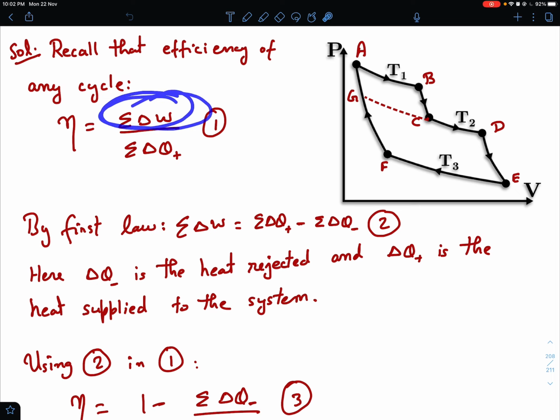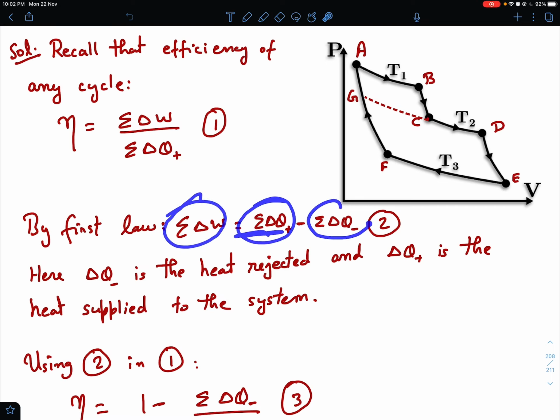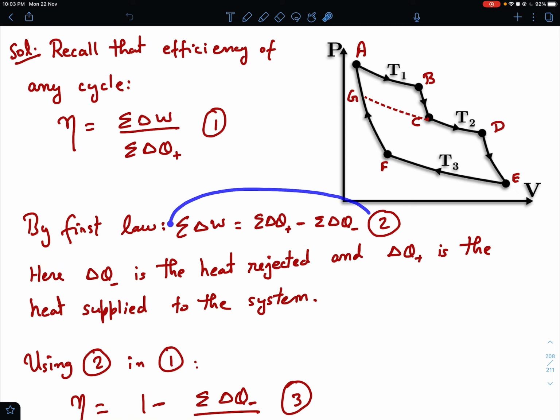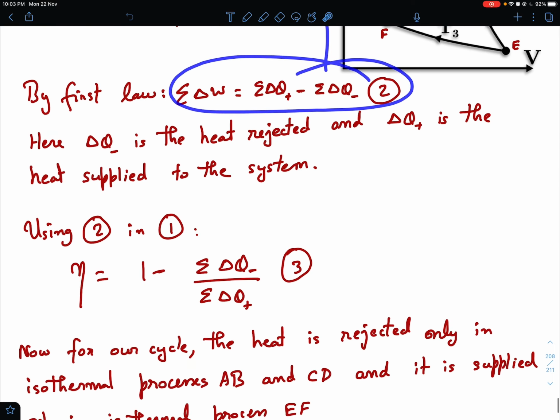And you can see that by the first law, or conservation of energy, the total work done must be equal to the heat supplied minus the heat rejected. So we can say sigma delta W is sigma delta Q positive minus sigma delta Q negative. Here sigma delta Q negative means where heat is being rejected, so this is just the magnitude and not the signed value. By definition, if I'm saying heat rejected, I treat this as a positive value, okay? So here delta Q minus is the heat rejected and delta Q plus is the heat supplied to the system.